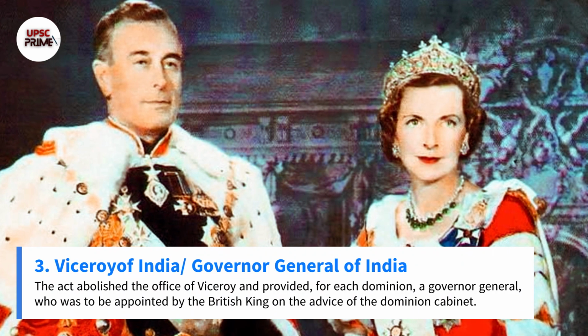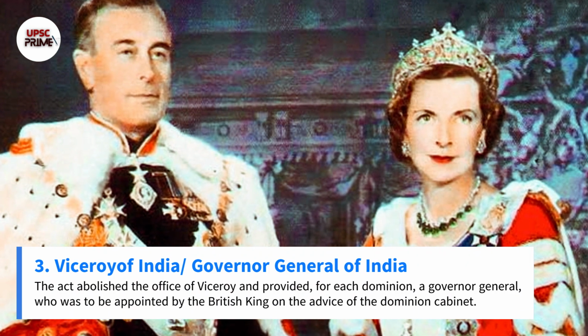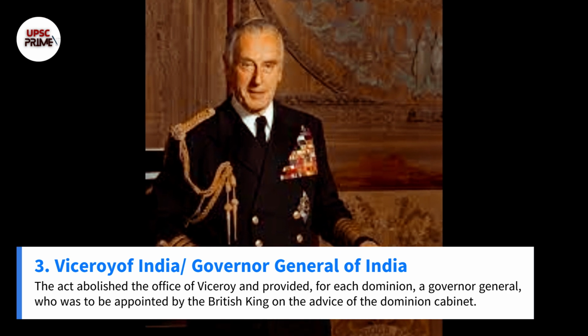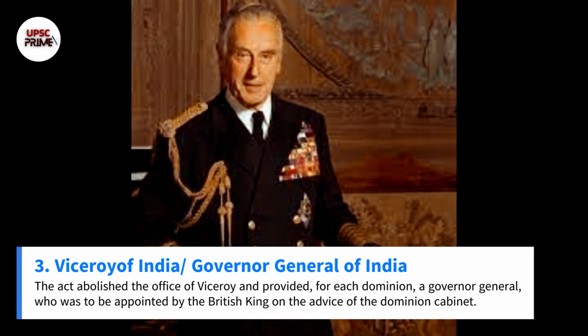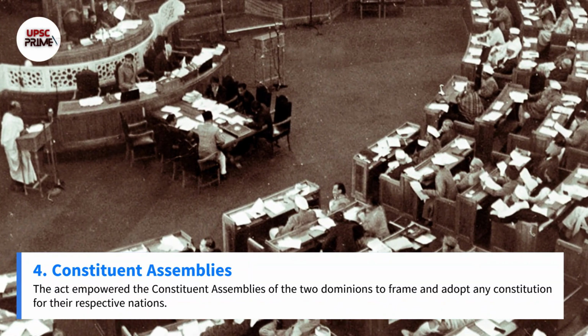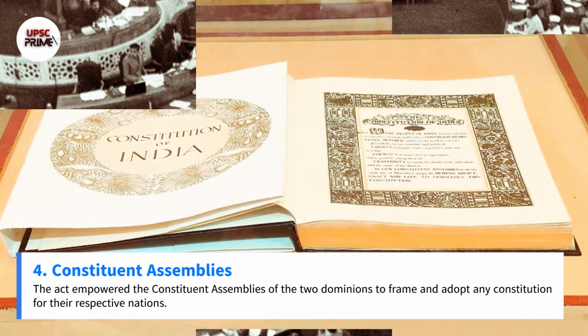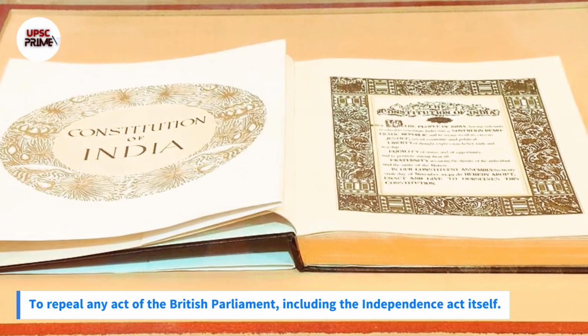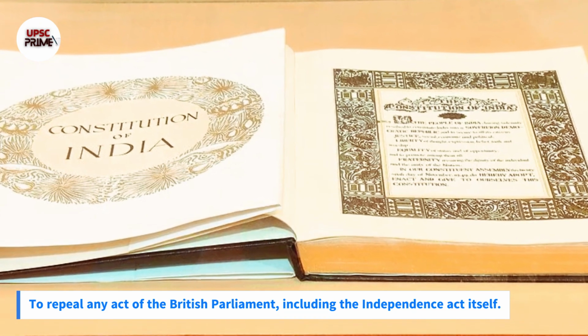3. The Act abolished the office of Viceroy, and provided, for each dominion, a Governor-General, who was to be appointed by the British King, on the advice of the Dominion Cabinet. His Majesty's government in Britain was to have no responsibility with respect to the government of India or Pakistan. 4. The Act empowered the constituent assemblies of the two dominions to frame and adopt any constitution for their respective nations, and to repeal any act of the British Parliament, including the Independence Act itself.